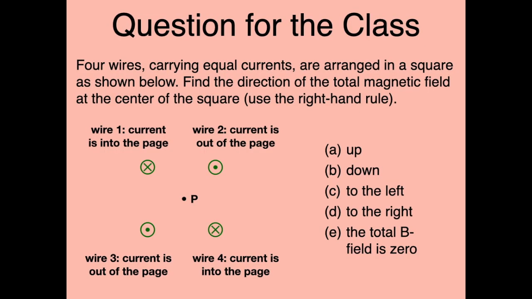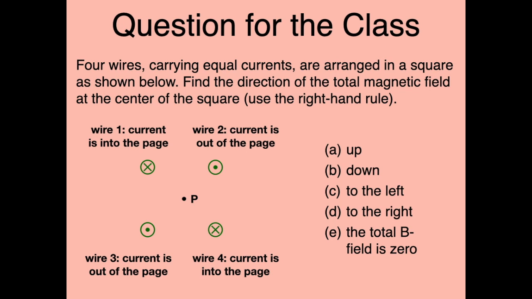So this next one is a variation on the example we just saw. We have 4 wires carrying equal currents arranged in a square pattern just like before. And just like before, what we're trying to do is find the direction of the total magnetic field at the center of the square. That's the one labeled point P.